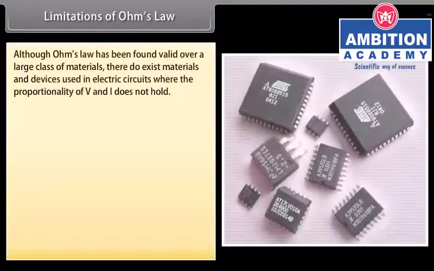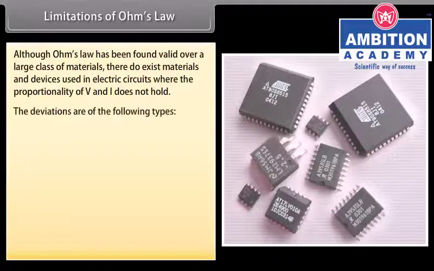Limitations of Ohm's law. Although Ohm's law has been found valid over a large class of materials, there do exist materials and devices used in electric circuits where the proportionality of V and I does not hold. The deviations are of the following types.